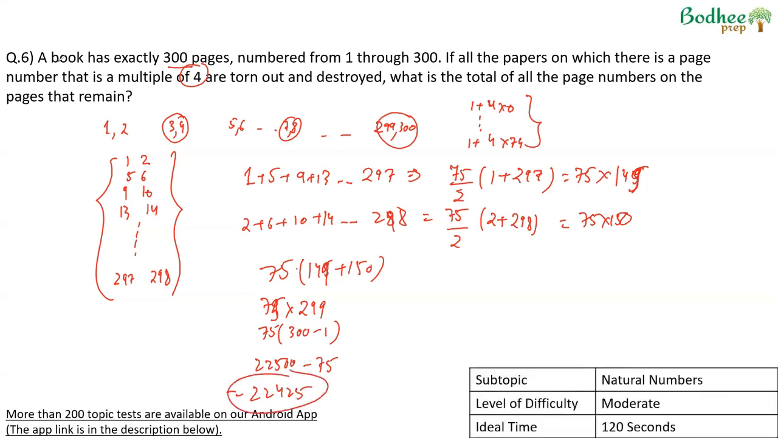Again, an easy to moderate question. Should be able to do this in 2 minutes. Just adding two arithmetic progressions, that's all we have to do.